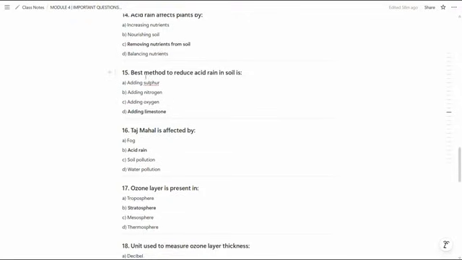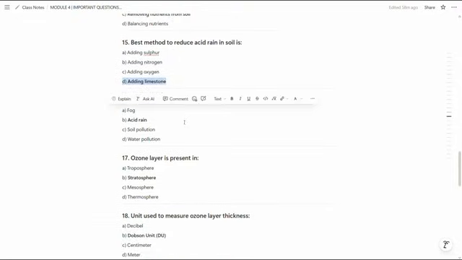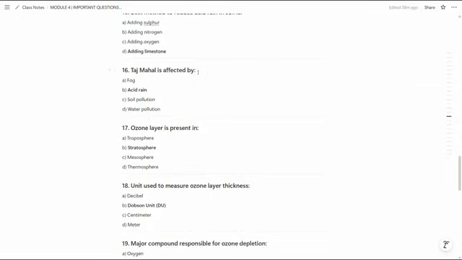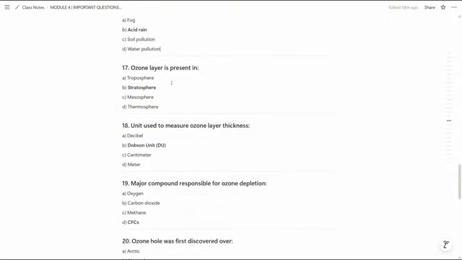Now the 15th question is best method to reduce acid rain in soil is adding limestones. So D is the correct answer. Now the 16th question is Taj Mahal is affected by acid rain. So B is the correct option. Now the 17th question is ozone layer is present in stratosphere. So B is the correct option.